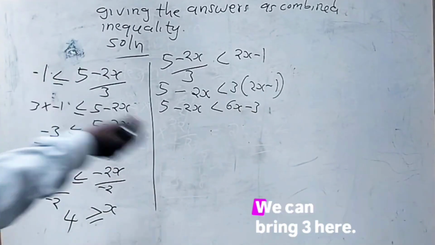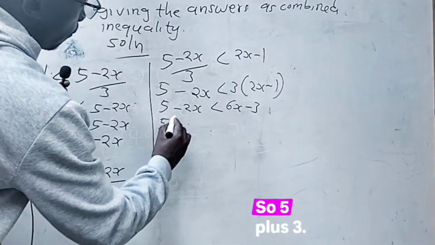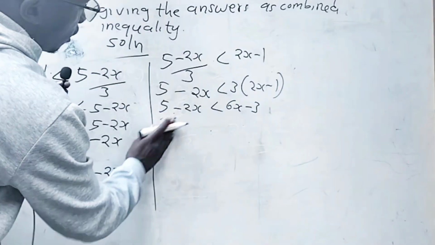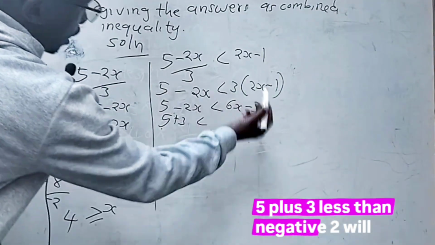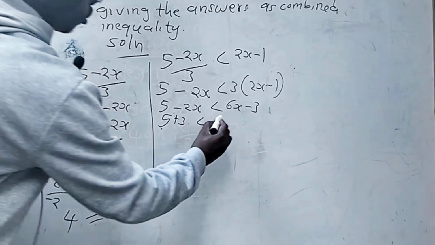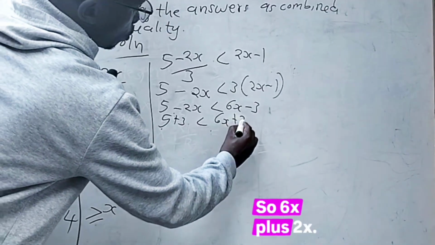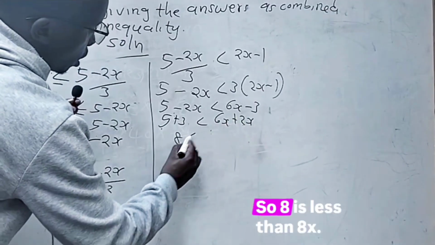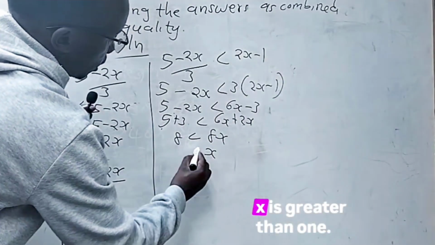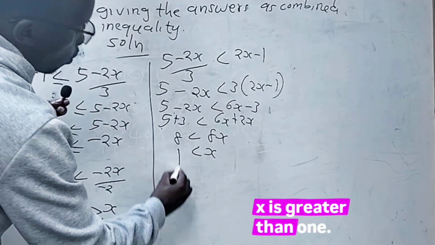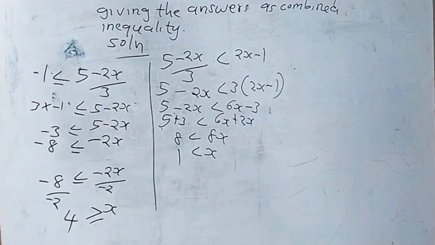Bring the like terms together. We can bring 3 here. So 5 plus 3, and -2x will go the other side. So 6x plus 2x. So 8 is less than 8x. x is greater than 1. So we have solved it.